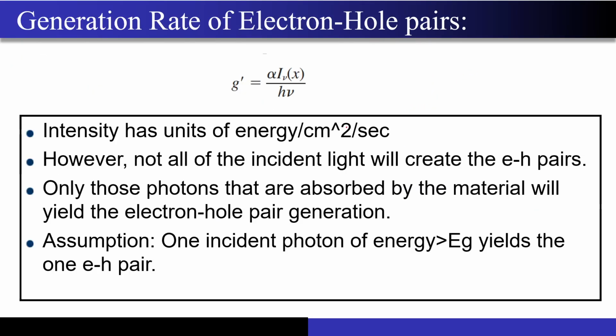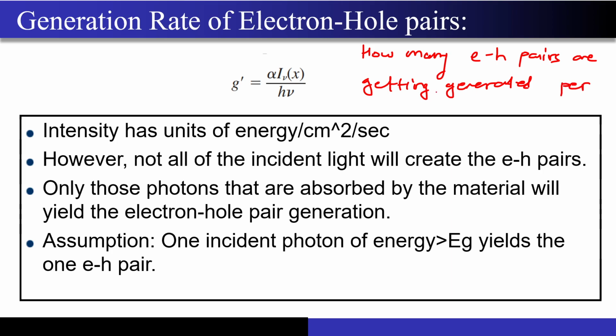Now let's move on to the next concept, the generation rate of the electron hole pairs, right? One of the main things that we are interested in is how many electron hole pairs are getting generated per unit volume per second, right? We just want to know how many electron hole pairs are actually getting generated if I shine a light on top of the semiconductor material, right?